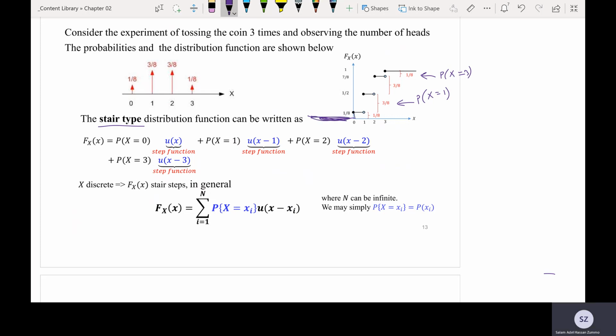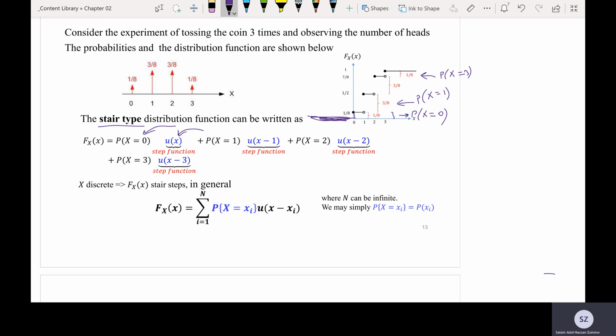Now, how can we write this jump? As a step function, right? Where is the step function located? At x0 equals 0. So it's u of x, because it's located at x equals 0. And how much is the amplitude of the step function? It is the probability that x equals 0. Again, the jump is equal to the probability that x equals the location.